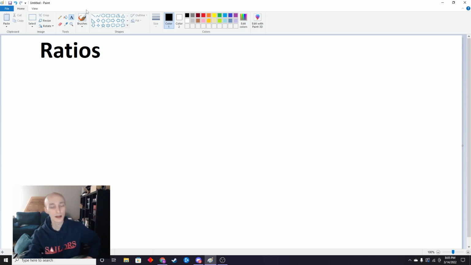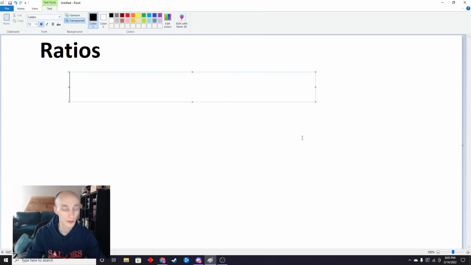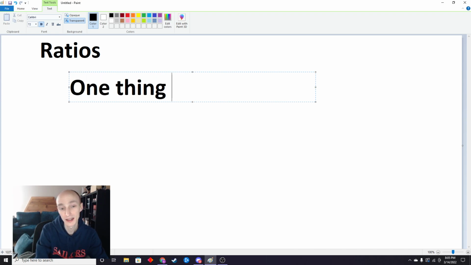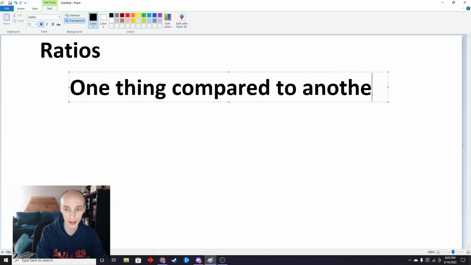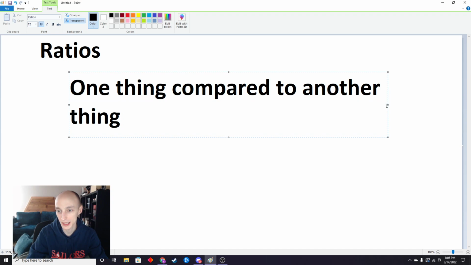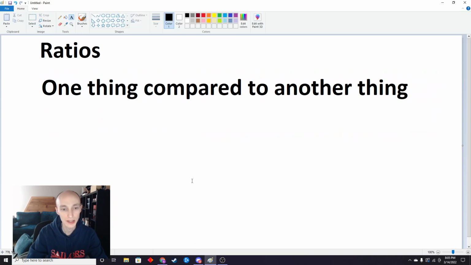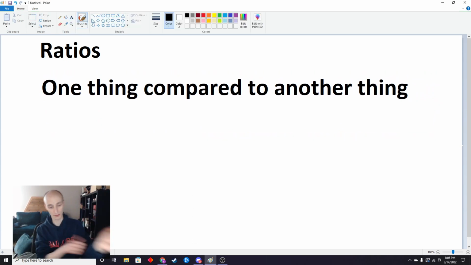Today we are going to talk about ratios. So with a ratio, say it's less of a problem and more of an idea that we can use to apply to a lot of different things. And what a ratio is, is essentially just one thing compared to or in reference to another thing, another quantity, another amount.